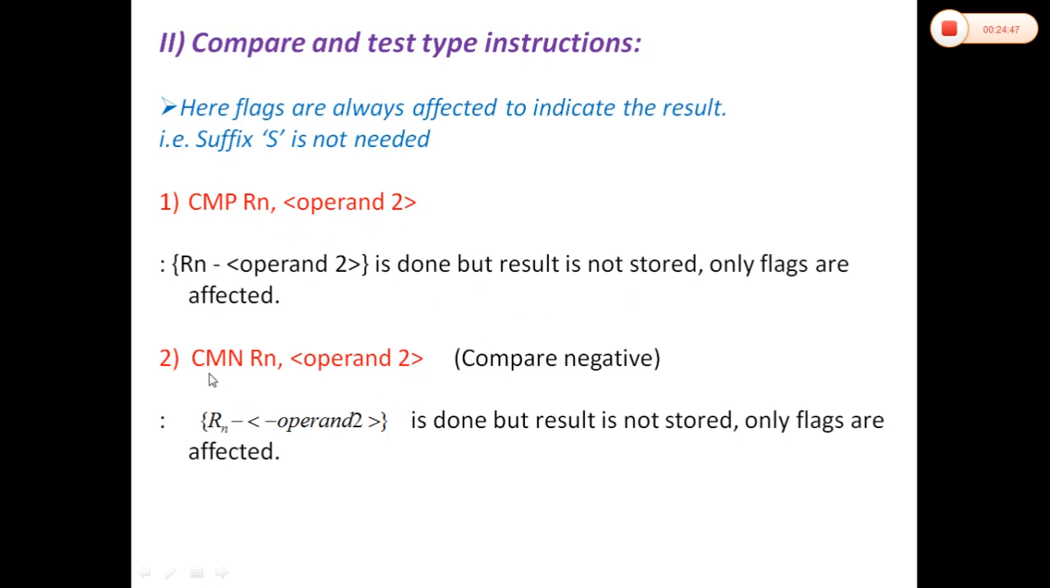Another instruction available is compare negative, CMN Rn, operand 2. It compares the negative of operand 2 with Rn. That's all. Otherwise, its operation is similar to this. So it will subtract minus of operand 2 from Rn. The result will not be stored, but the flags will be affected, and that will indicate the comparison.